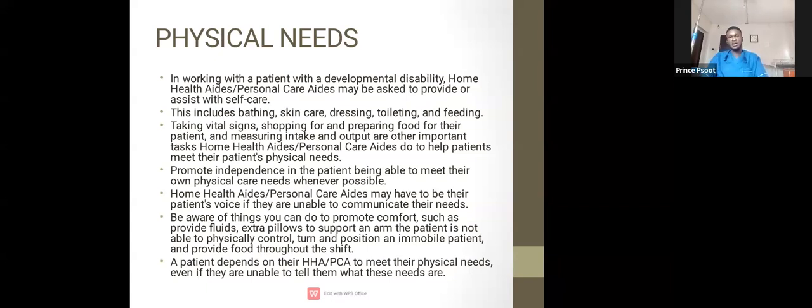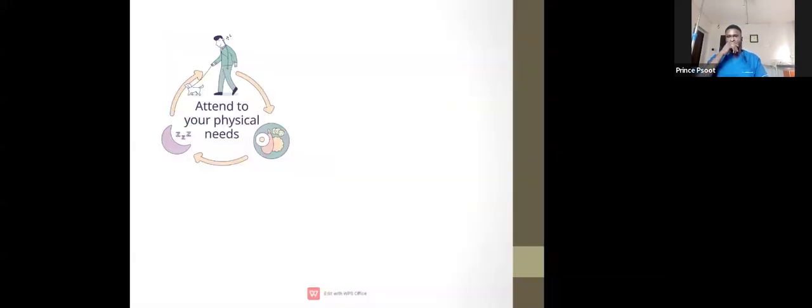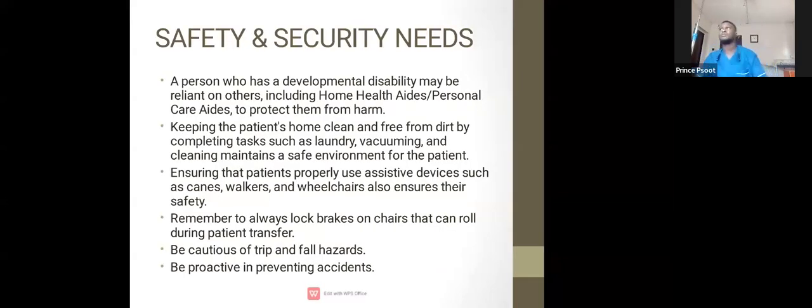The patient depends on their home health aides and personal care aides to meet their physical needs, even if they are unable to tell them what the needs are. So attend to physical needs: the patient should rest, eat, sleep, play, have fun, and other things. They may not be able to tell you what their needs are, but they expect you to know them.